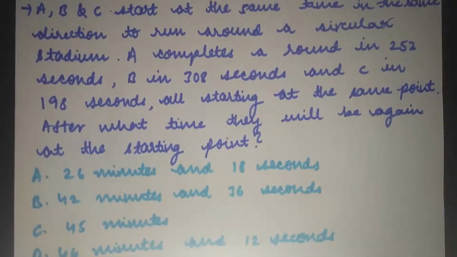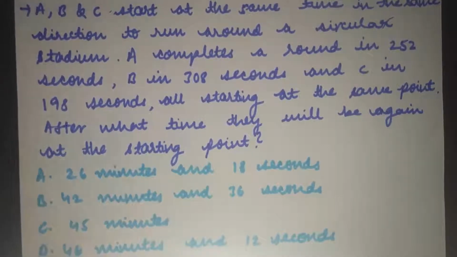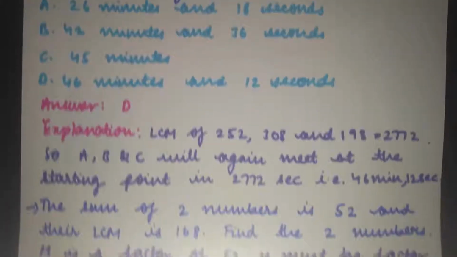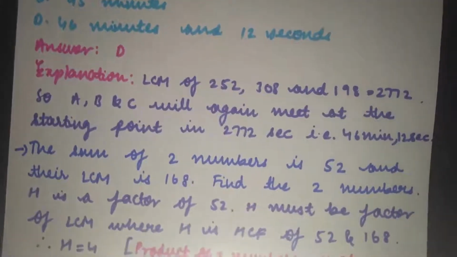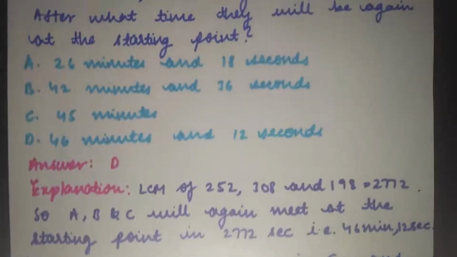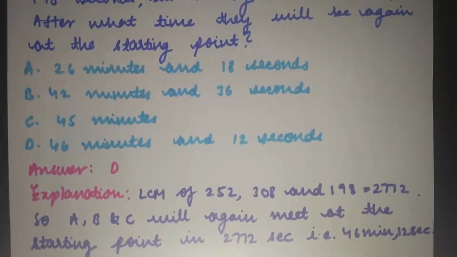To answer such questions, we are going to use a trick which is very easy to solve this huge question. That is, we find the least common multiple of the three times, that is 252, 308 and 198 seconds, which would be 2772 seconds, which is 46 minutes and 12 seconds. We are asked to find the least point after which they meet again at the starting point. So that's nothing but the least common multiple.